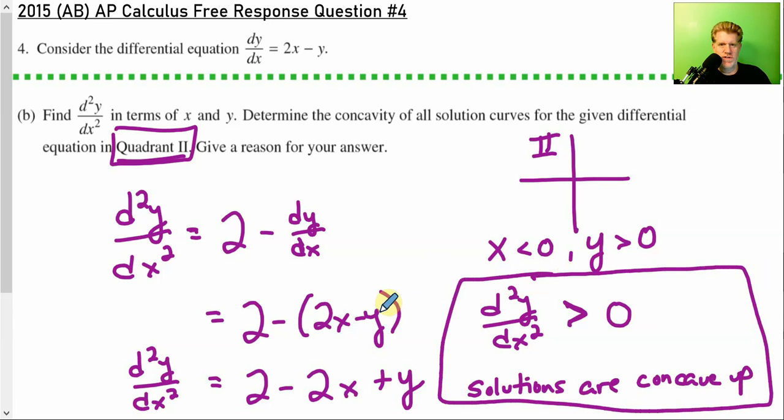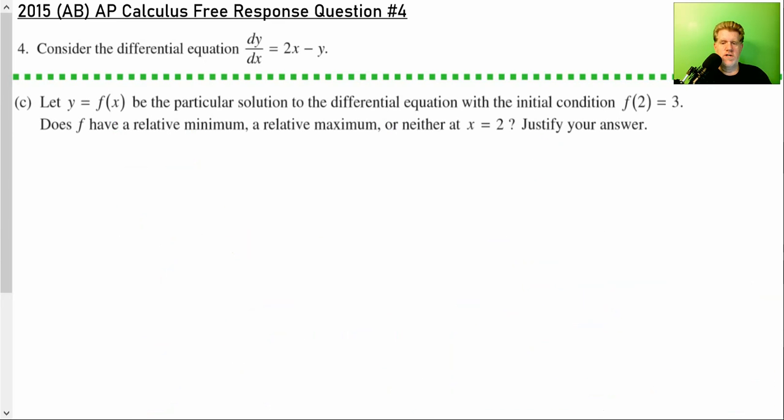So it's a weird question, but again, how do you deal with concavity? Concavity is the second derivative. You know if it's positive, it's concave up. You know if it's negative, it's concave down. So take the second derivative and find out. It was greater than 0, so it's concave up. Similar for this question.